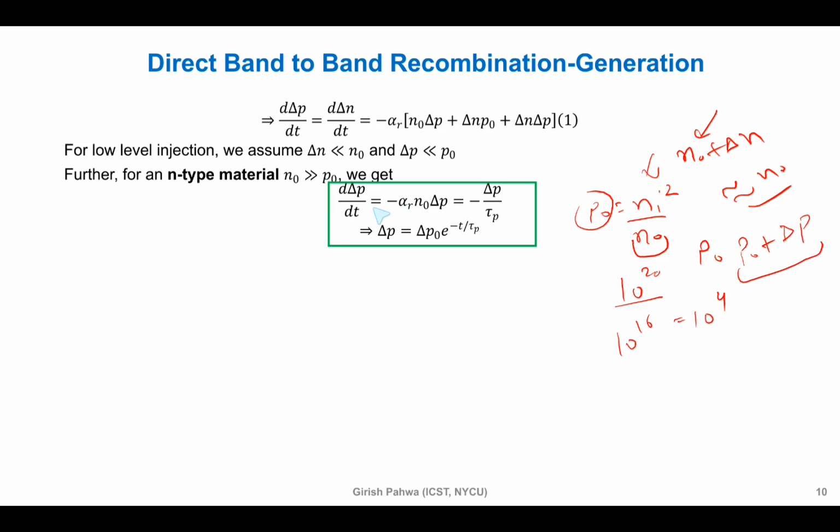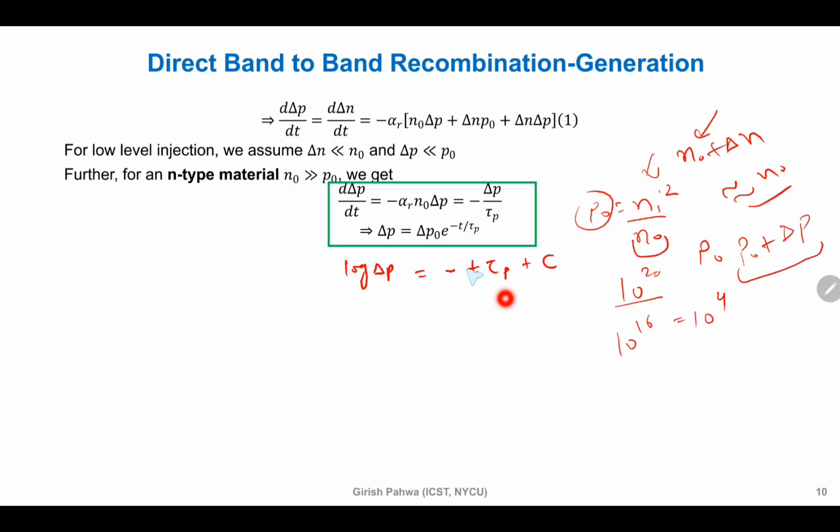Why lifetime? Because look at this. d delta P by dt is equal to minus delta P by tau. I can integrate this, right? Take this delta P down here and take this dt here and integrate. So that will be log of delta P. This will give me log of delta P equal to minus t by tau P, plus some integration constant.